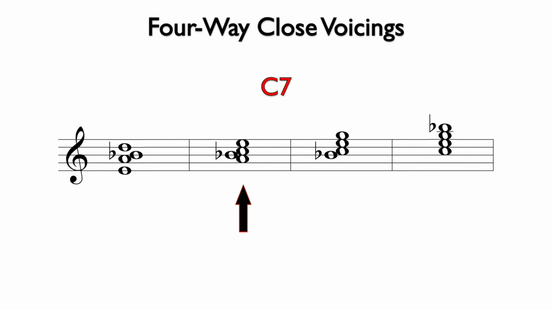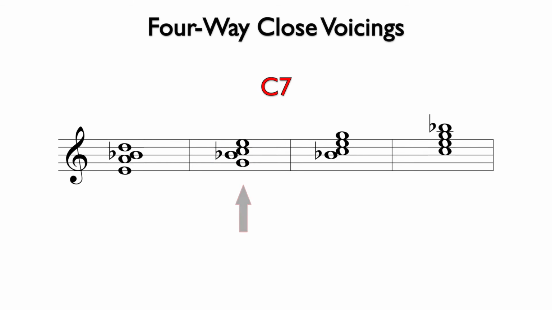So G becomes A. However, notice that the basic intervals from A to B flat and B flat to C are all seconds. When 3 or more notes are grouped together in intervals of seconds, they are known as a cluster. In general, clusters are avoided when voicing these types of chords, so we will keep the G, the 5th of the chord.